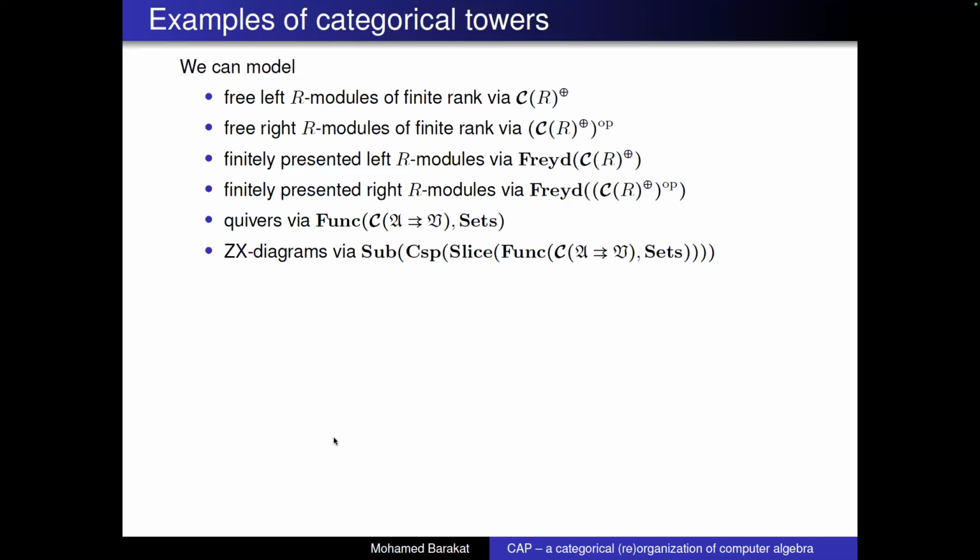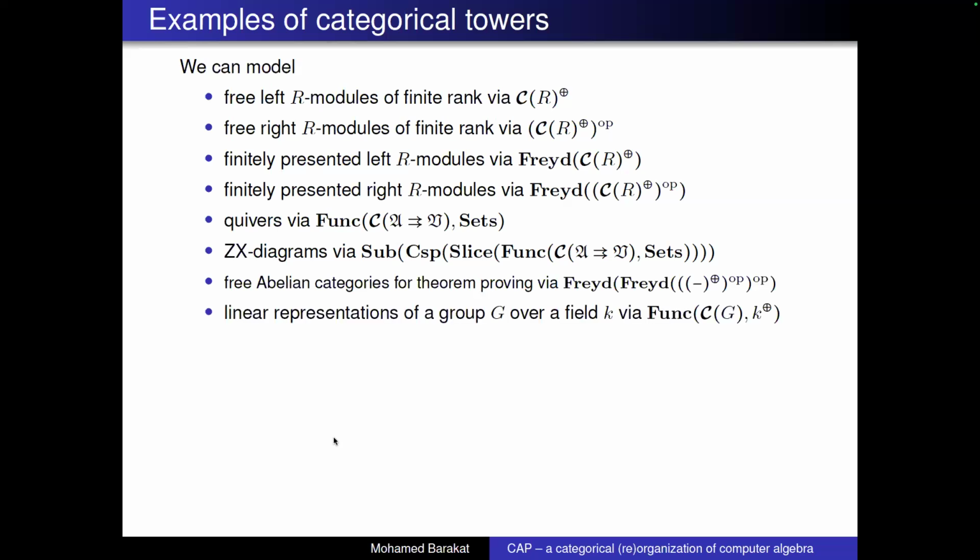But we should take the quotient, so divide by the ZX rules. This is something we didn't do because it wasn't part of the proposal. And doing this means that we have to do rewriting. And how do we do rewriting? Using category theory, right? There is an entire community called the rewriting community, and they ended up understanding all this, and they do everything now using category theory. But you can do more. This is what you saw, the free abelian category for theorem proving, the linear representation of groups.